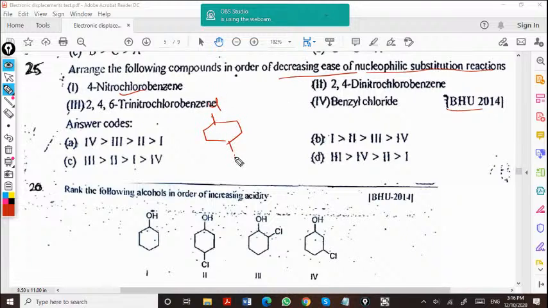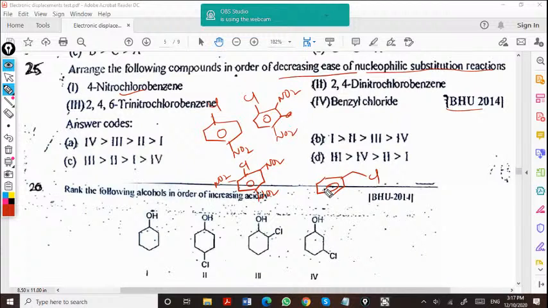So 4-nitrochlorobenzene, and 2,4-dinitrochlorobenzene, and 2,4,6-trinitrochlorobenzene. Okay. If it is a nucleophilic substitution reaction, this chlorine must be replaced with another nucleophile. This is going to happen if it is on the benzene ring. It must happen with a base. For example, NaNH2 is going to be the reagent.